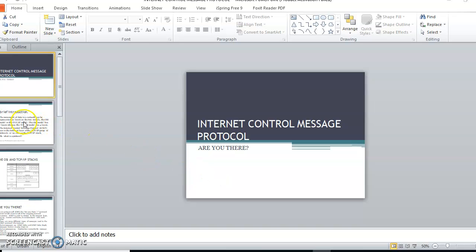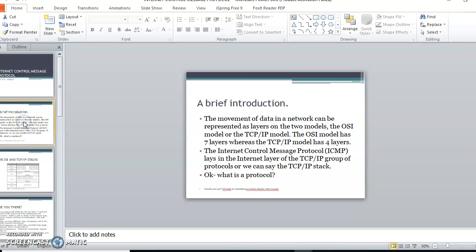Okay, to start off, we'll have a brief introduction. The movement of data in a network can be represented as layers on two models, the OSI model or the TCP/IP model. The OSI model has 7 layers, whereas the TCP/IP model has 4 layers. The Internet Control Message Protocol, which I shall now be calling ICMP, lies in the Internet layer of the TCP/IP group of protocols, or we can say the TCP/IP stack.